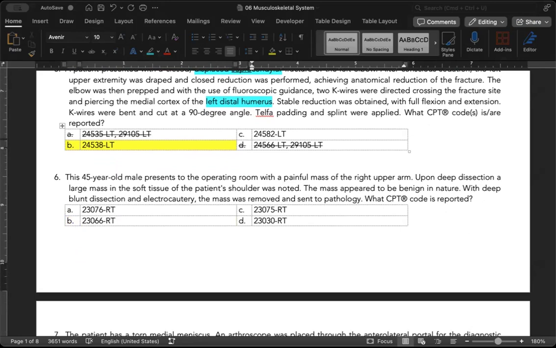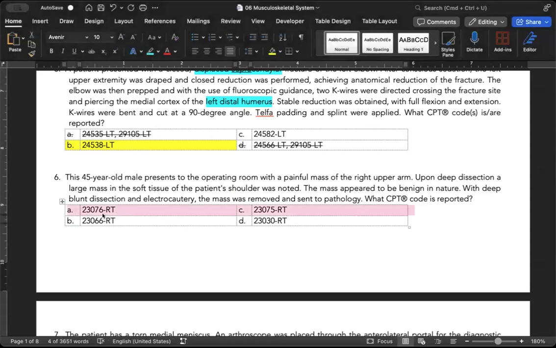We have a 45-year-old male that presents to the operating room with a painful mass of the right upper arm. Upon deep dissection, a large mass in the soft tissue of the patient's shoulder was noted, and the mass appeared to be benign in nature. With deep blunt dissection and electrocautery, the mass was removed and then sent to pathology. Okay, so for this one, again, we don't have 2 that are the exact same, but we have 2 that are pretty close, right? We have 23076 and 23075.